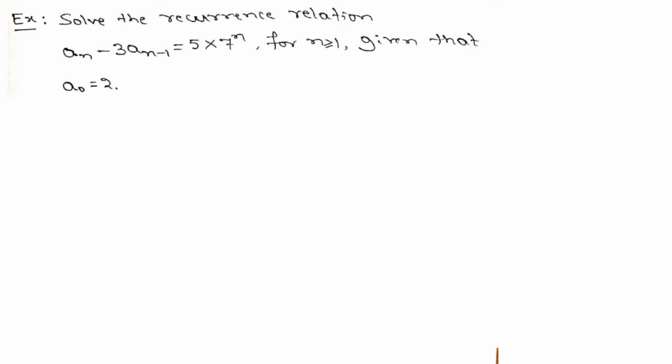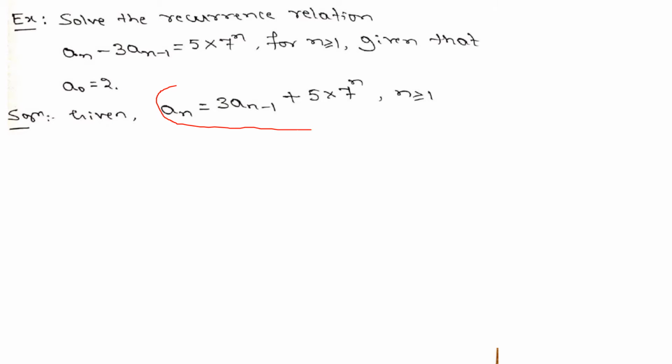Let us take up the problem. Solve the recurrence relation. So here is a recurrence relation. Also given that the value of a_0 is 2. Let us solve this. The given recurrence relation we will collect. This is given in the question.